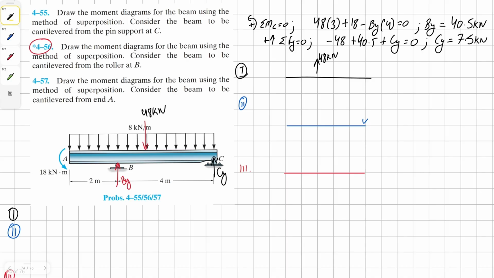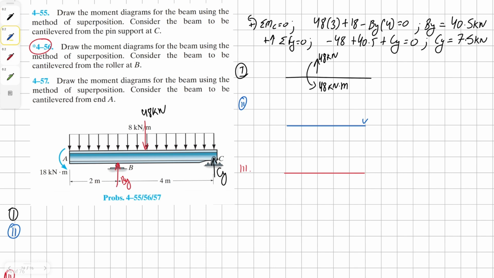And then we're also going to have a moment at point B, because this uniform distributed load is also causing it to rotate, which is basically to say as a moment. And it's going to be 48 kilonewton meter, just like our earlier problem.